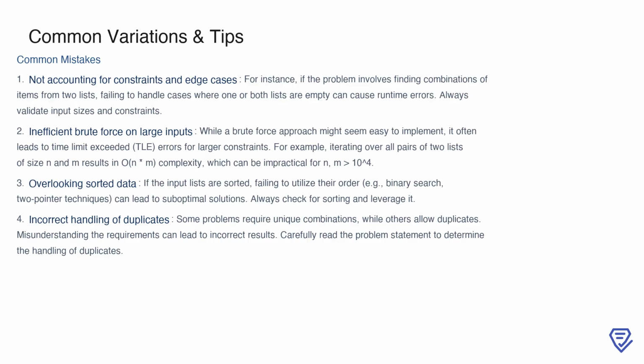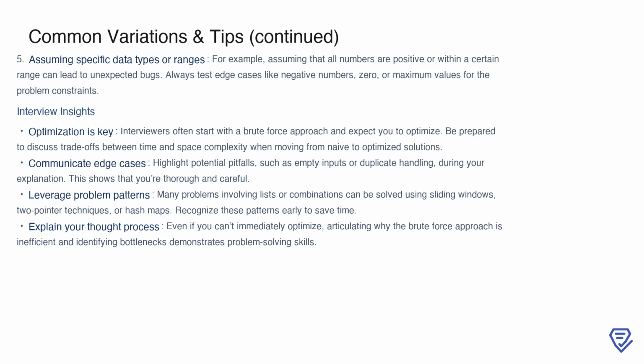Some problems require unique combinations, while others allow duplicates. Misinterpreting these requirements can lead to incorrect results, so always read the problem statement carefully to understand how duplicates should be managed. Another common mistake is making assumptions about data types or ranges. For instance, assuming all numbers are positive or within a specific range can lead to bugs when encountering negative numbers, zeros, or maximum values allowed by the problem's constraints. Testing these edge cases is critical to ensure your solution is robust.